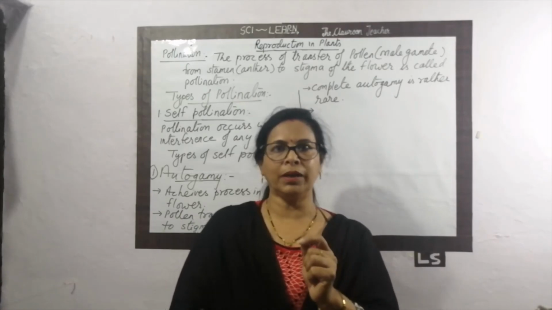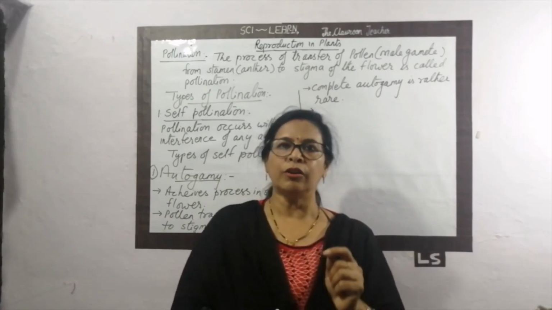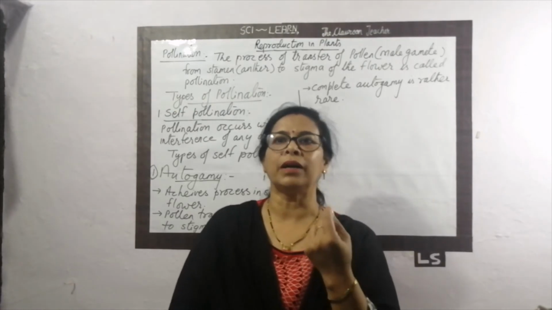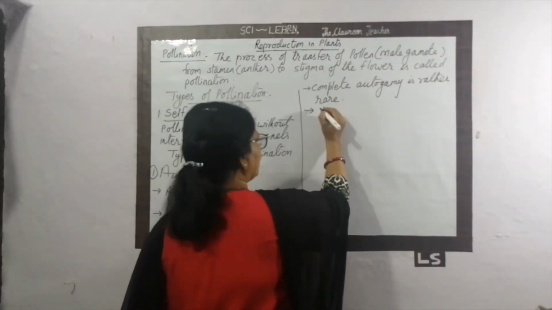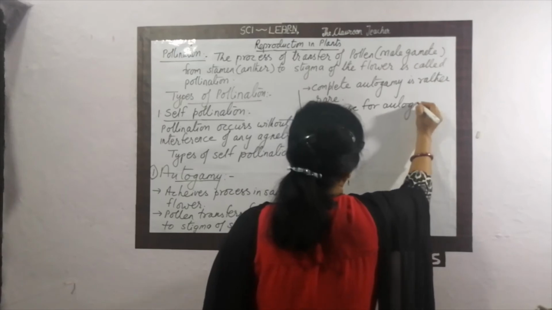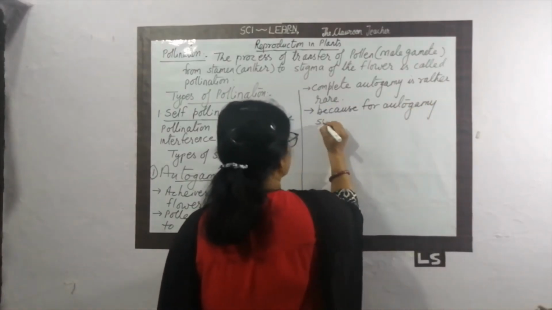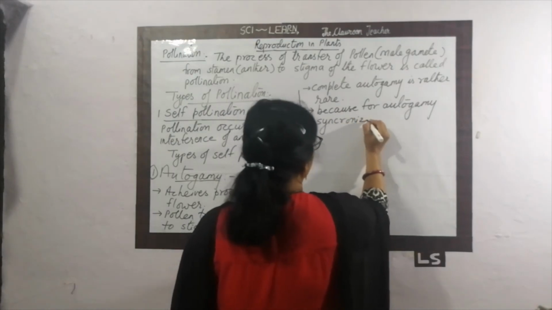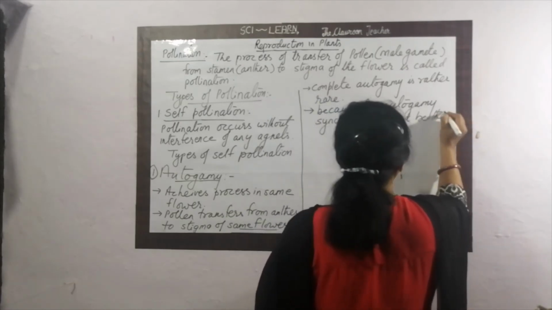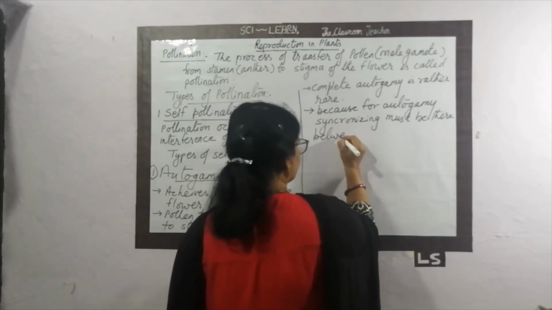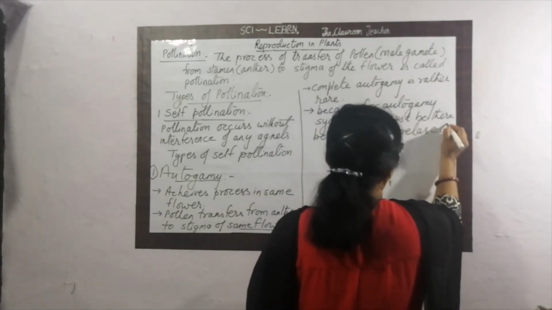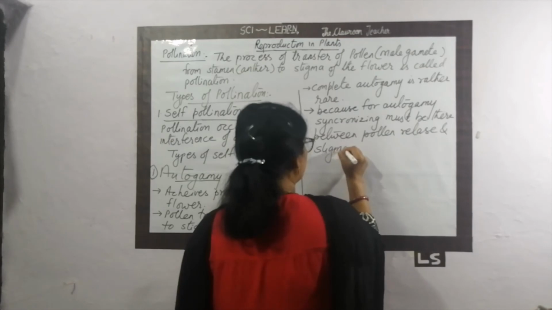So what is autogamy? Autogamy is rather rare. Why is it rather rare? Because for autogamy, synchrony must be there between the pollen release and the stigma receptivity.